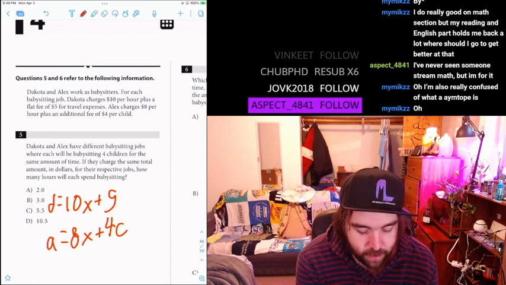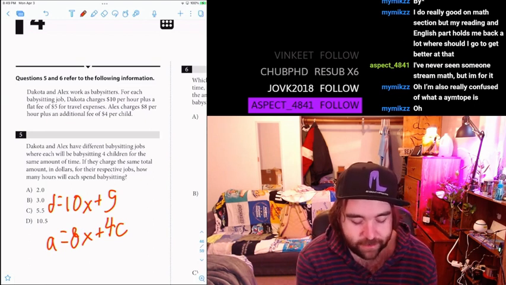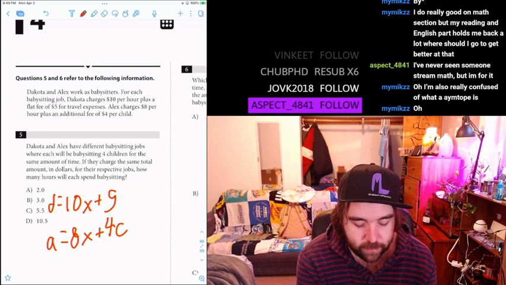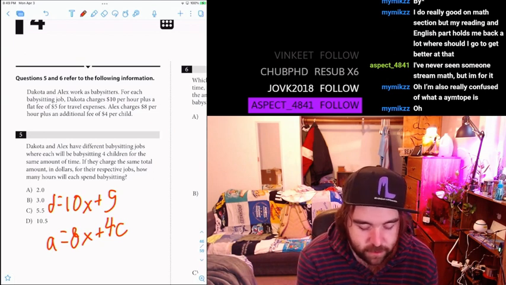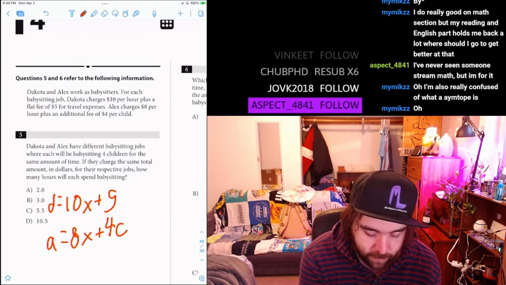Interesting. Okay. So Dakota and Alex have different babysitting jobs. They're each babysitting 4 children for the same amount of time. If they charge the same total amount in dollars for their respective jobs, how many hours will they spend babysitting?